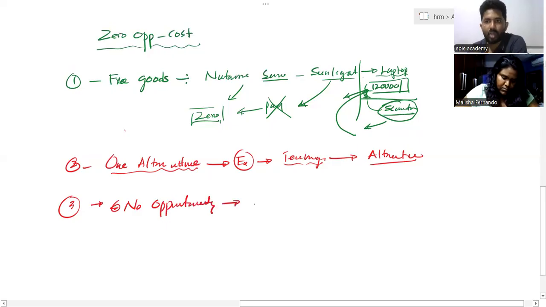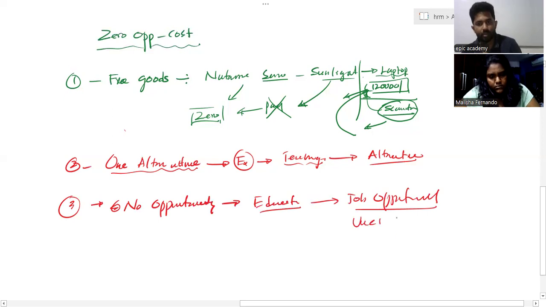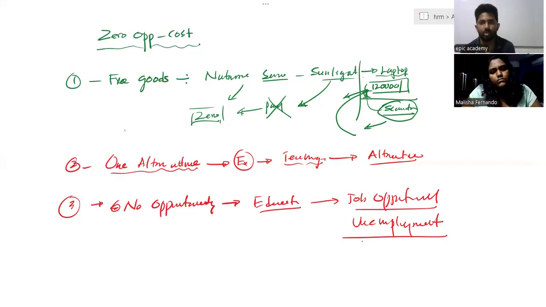Even there is no one opportunity also. So this, I got educated from the university, but there is no job opportunity. That means I am in an unemployment situation. Unemployed. So nothing to compare. Nothing to sacrifice. So then there is no opportunity cost.